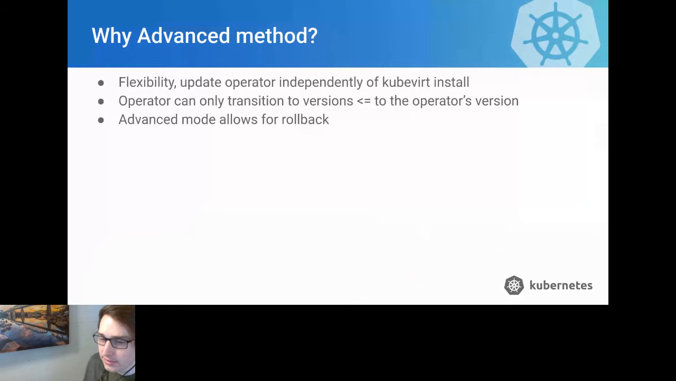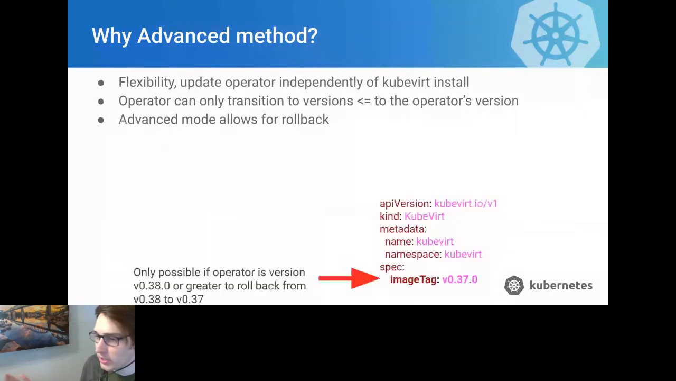So here's a rollback example. If I was on version 0.38 and I want to roll back to 0.37, I'd have to have at least version 0.38 of the operator installed. This has to do with permissions, and the new operator has to know about everything that's required and has to have permissions to do everything required for both releases. And we only do that in a rolling forward type of fashion. So you can only roll back if you have the most recent version of that operator.